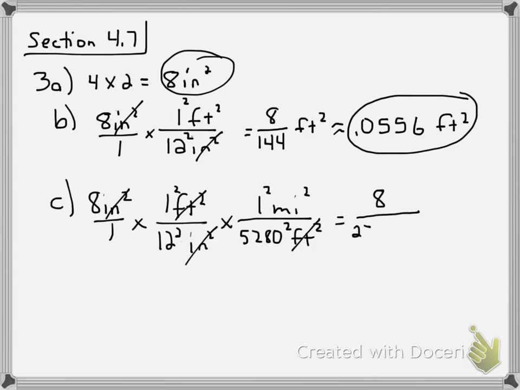You should get 27,878,400. You did not get that? Oh, I think I forgot to square the 144. You don't square 144. It should be 5,280 squared and times 144.